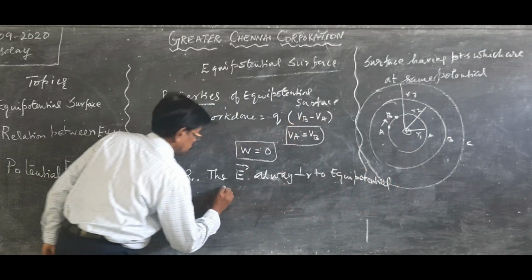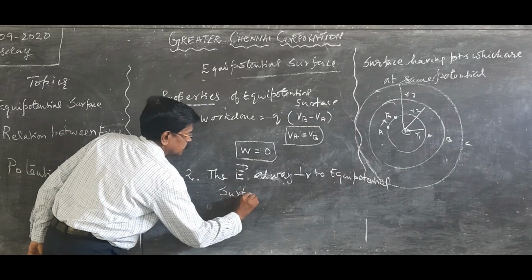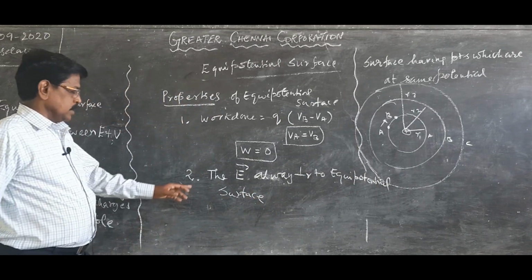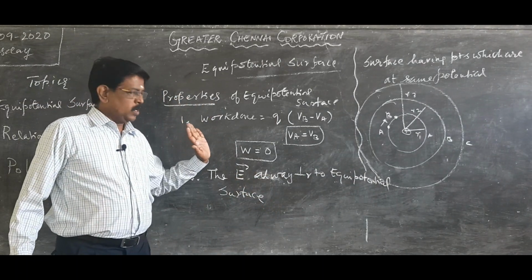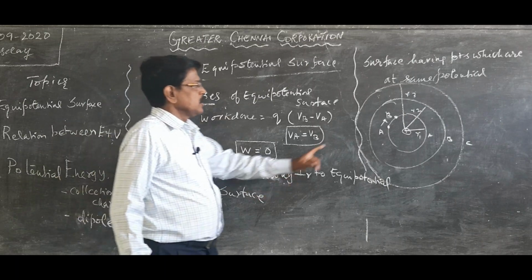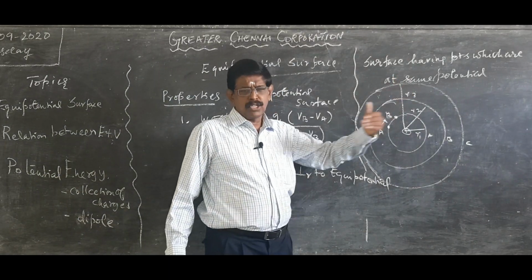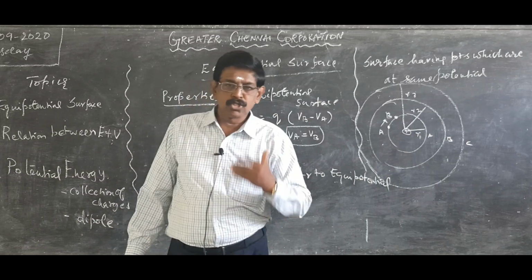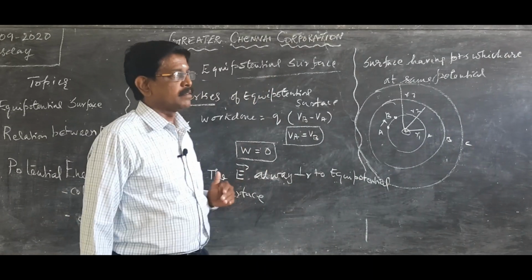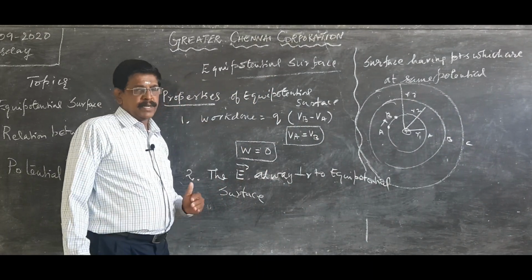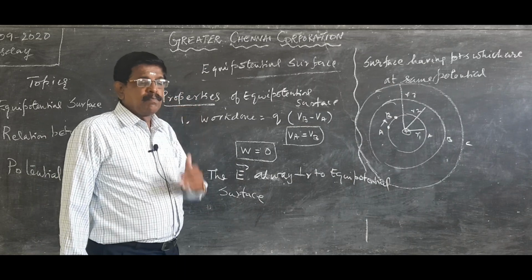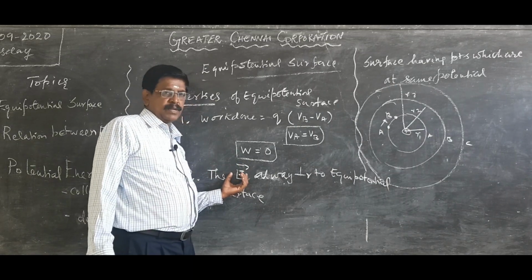Potential surface. This is a condition. The direction of E is always perpendicular to the equipotential surface. Suppose it is not perpendicular, what will happen? If it is not perpendicular, there will be an electric field component.